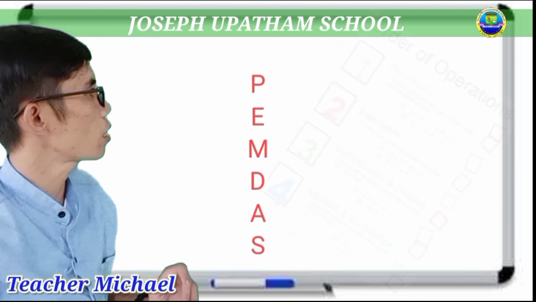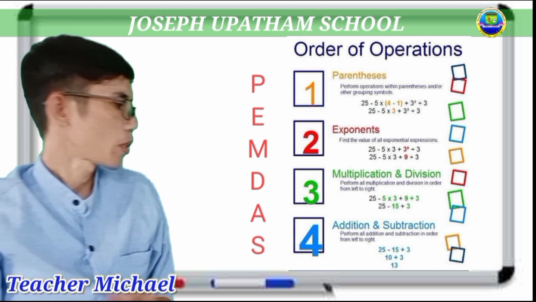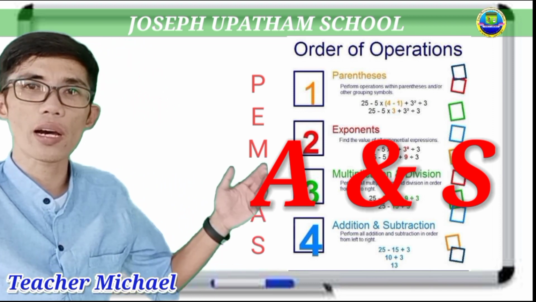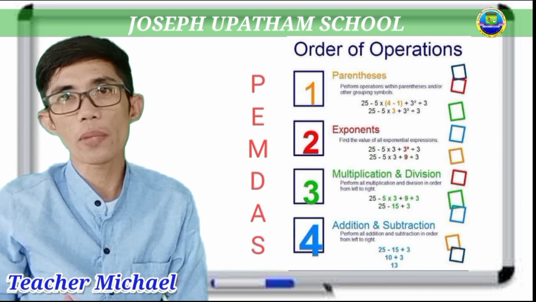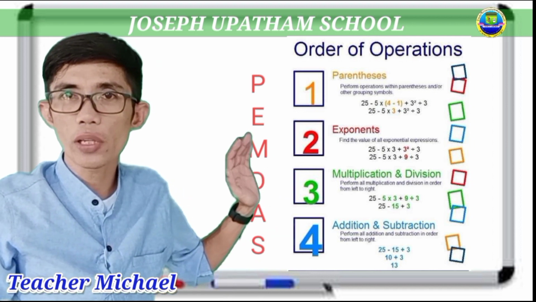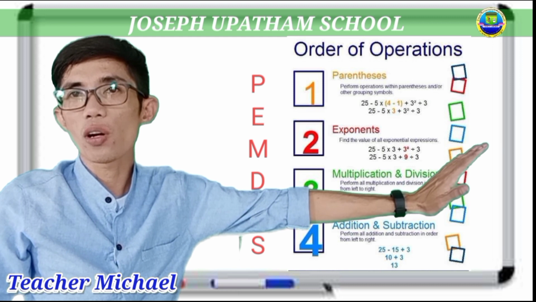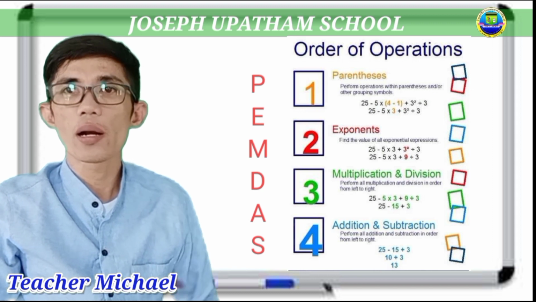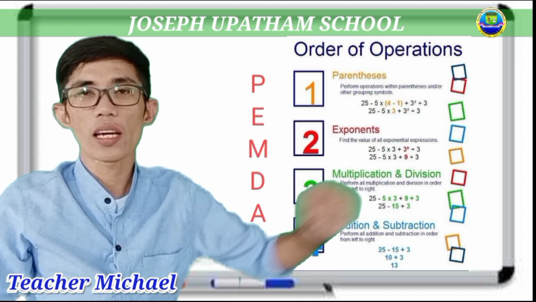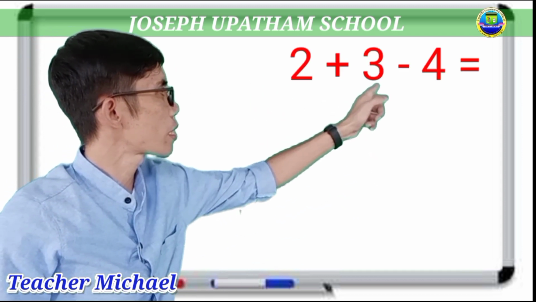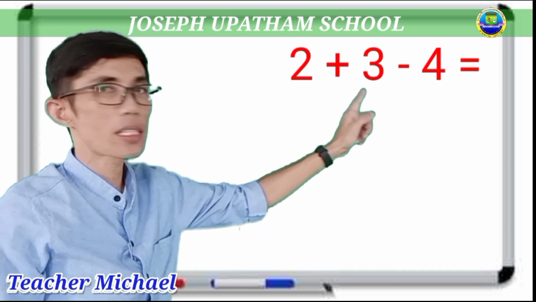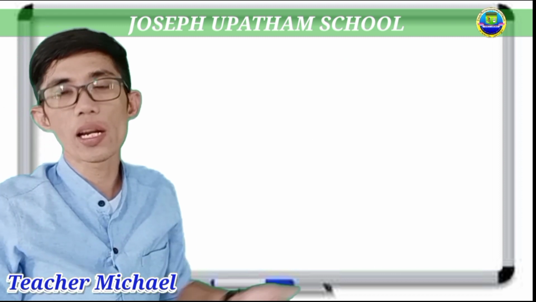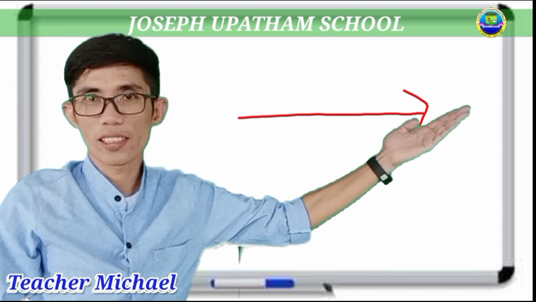Now let us proceed to the fourth step. Step number 4 stands for addition and subtraction. The same as in multiplication and division, it doesn't really matter which comes first, as long as you perform the operation from left to right. You will do the same thing here in addition and subtraction. Like for example, 2 plus 3 minus 4. 2 plus 3 is equal to 5, minus 4, which is equal to 1. So we perform the operation from left to right.